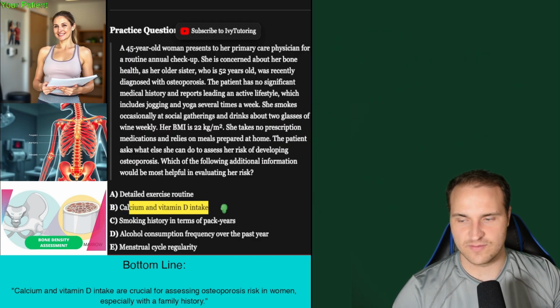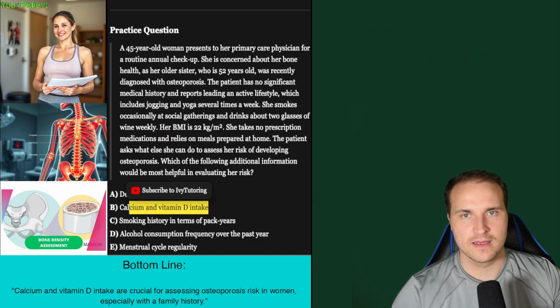Well, definitely calcium and vitamin D intake, right? Your dietary history. So the 2 most important modifiable risk factors for osteoporosis are calcium intake and vitamin D status. Now, lifestyle matters, but without the adequate bone-building nutrition, the prevention is going to fail.